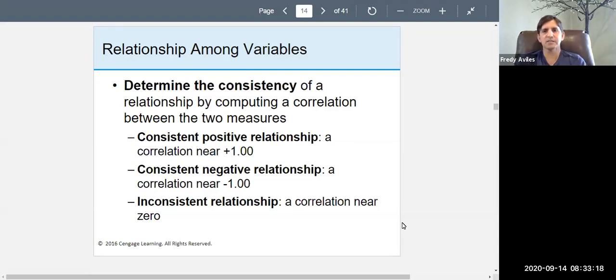So more about determining consistency. You should know something about this already from Psych 101. You determine the consistency of a relationship by computing a correlation between the two measurements. So yes, we use correlation to determine consistency. And what you want is a consistent positive relationship, a correlation near +1. If you have a consistent positive relationship, that means your test is reliable. So a consistent positive relationship means that your score is near 1, and we already said that consistency means that it's reliable. So that's what you want.